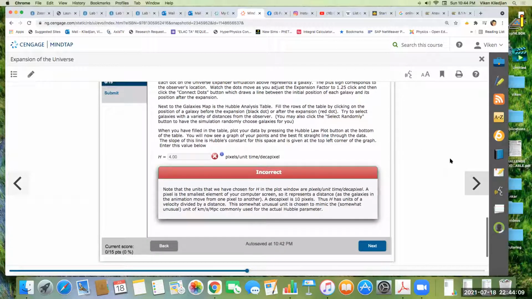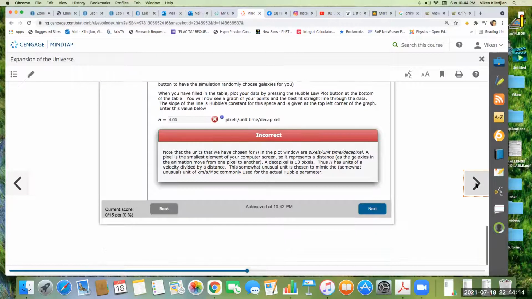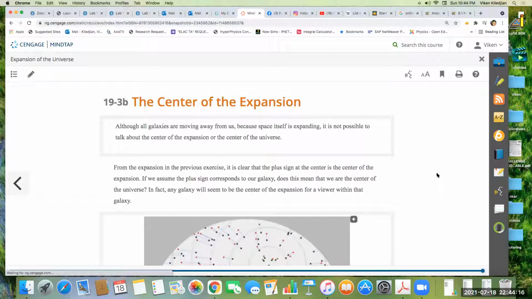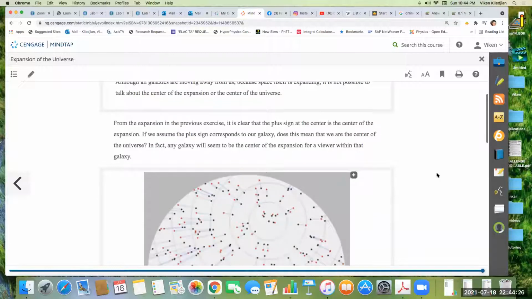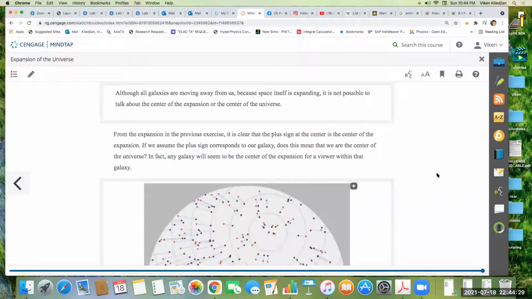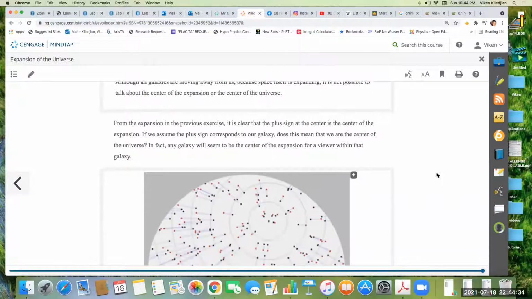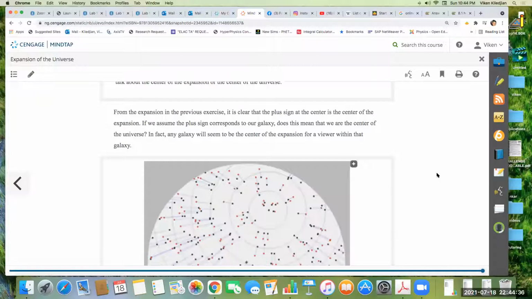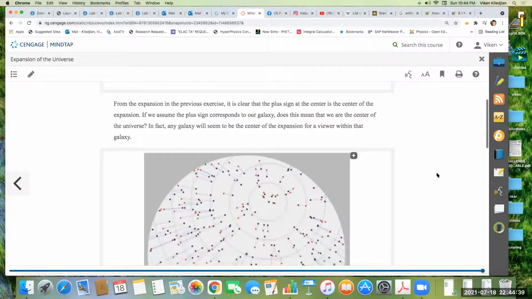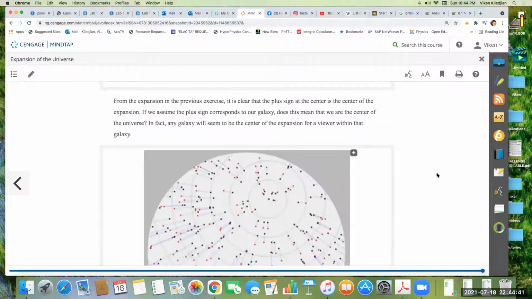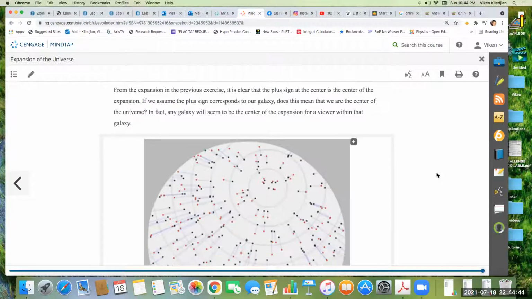Okay, so then you have next. The center of the expansion. Although all galaxies are moving away from us because space itself is expanding, it is not possible to talk about the center of expansion or the center of the universe. From the expansion in the previous exercise, it is clear that the plus sign at the center is the center of the expansion. If we assume the plus sign corresponds to our galaxy, does this mean that we are at the center of the universe? In fact, any galaxy will seem to be the center of the expansion for a viewer within that galaxy.